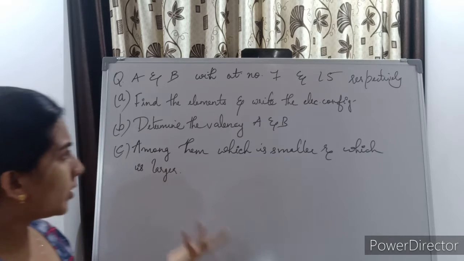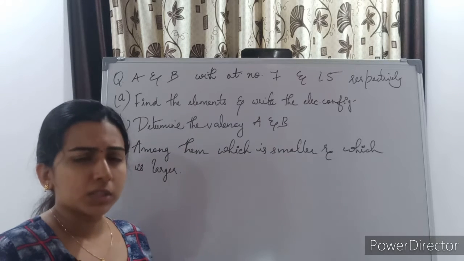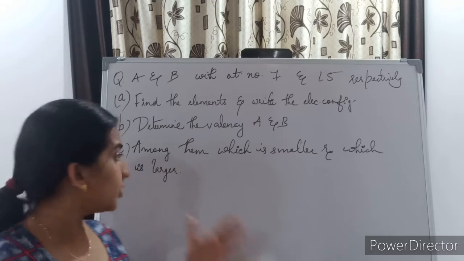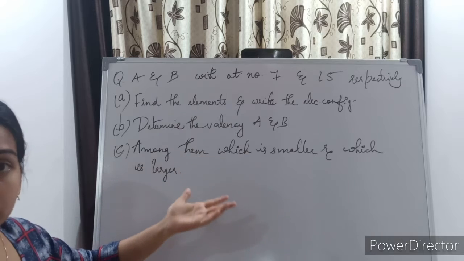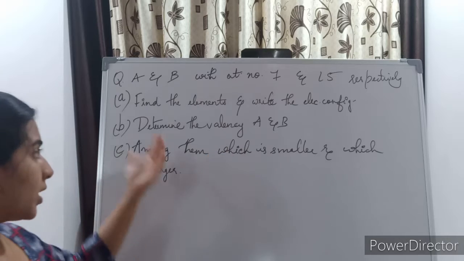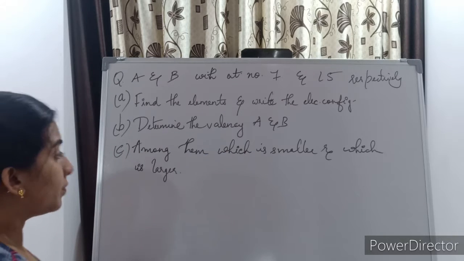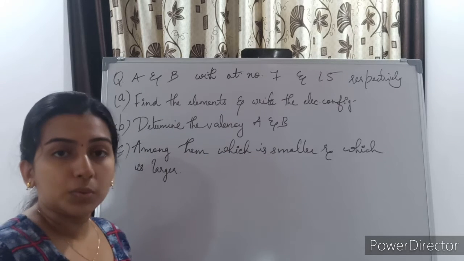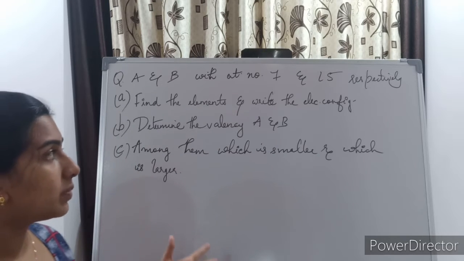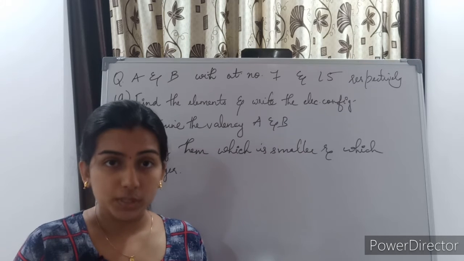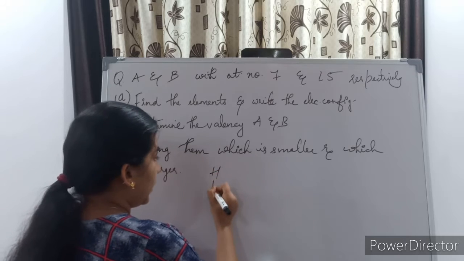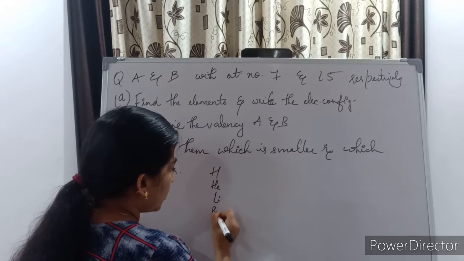So you will be thinking, by just giving the atomic number only, how is it possible to identify the elements, write their configuration, and determine which is smaller and which is larger among them. Yes, but it is very simple by knowing the atomic number of each element. Before this we have to be very thorough with the periodic table. The periodic table goes like hydrogen, helium, lithium, beryllium, and it goes on like this.